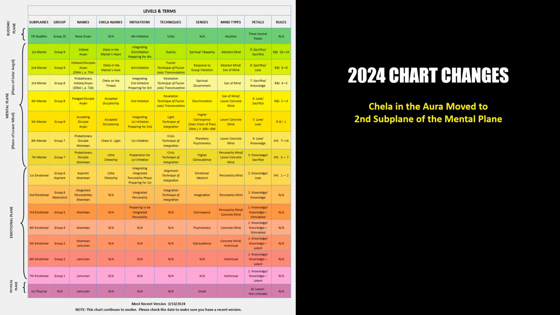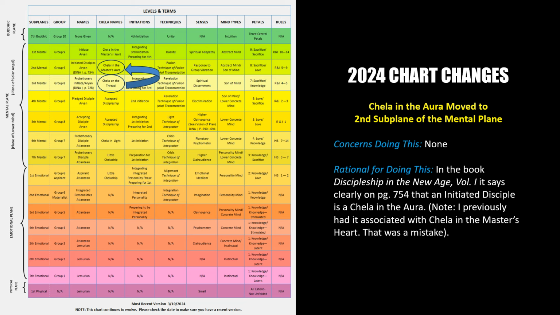The next thing I did is the Chela in the aura moved from here up to the second subplane of the mental plane. And I don't have any concerns about doing that either. My rationale for doing it: in the book Discipleship in the New Age, Volume 1, it says very clearly on page 754 that an initiated disciple is a Chela in the aura. Now, a lot of people aren't familiar with that phrase, initiated disciple. They're not familiar with accepting disciple, but those terms are in there. That's one of the services I've done, is help list all these terms so you understand where they're at.